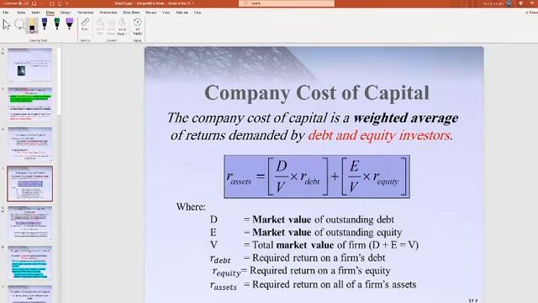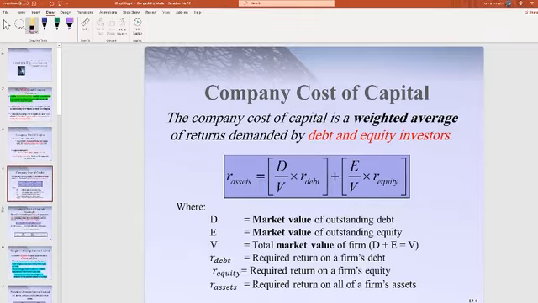After this slide, the company cost of capital is a weighted average of returns demanded by debt and equity. So you can see in the formula in this slide, R assets equals D divided by V multiplied by R debt. So this is the first part of the formula. Then the second part, we will do the same, but we are talking about equity. So here we have E divided by V multiplied by R equity. And the explanation is here in the slide.